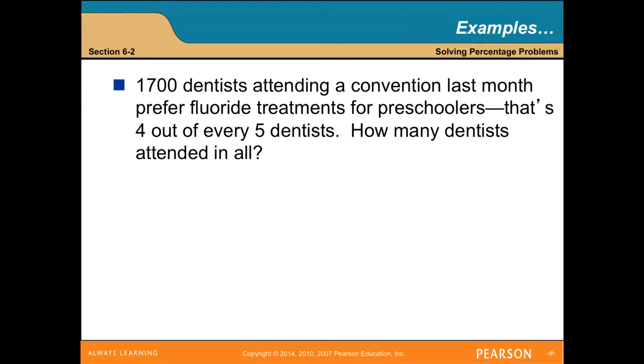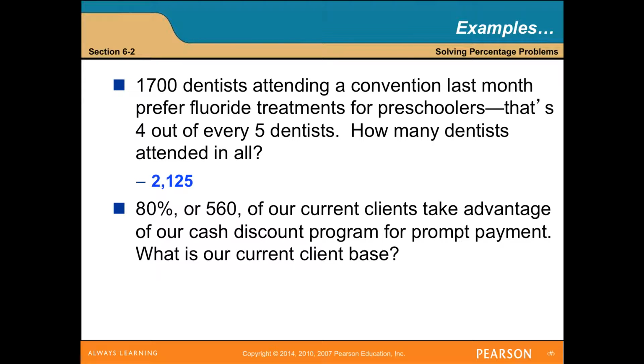Another example, 1,700 dentists attending a convention last month prefer fluoride treatments for preschoolers. That's 4 out of every 5 dentists. How many dentists attended in all? 2,125. 80% or 560 of our current clients take advantage of our cash discount program for prompt payment. What is our current client base? 700.